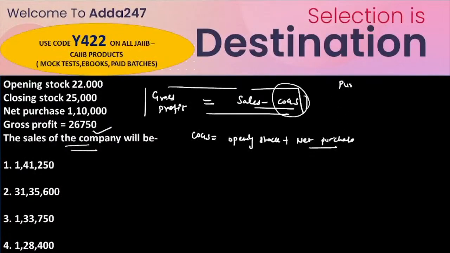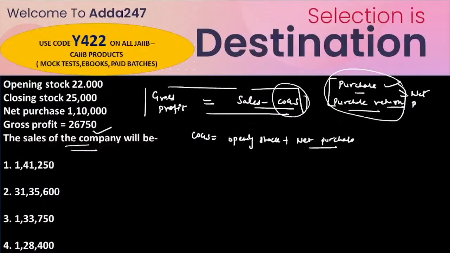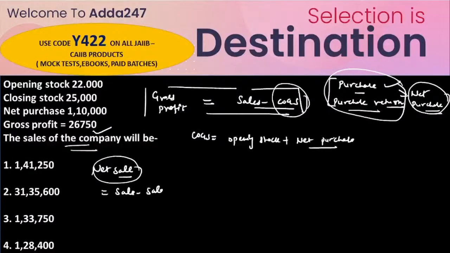Suppose in the question purchases are given, and the purchase returns are also given. In simple terms, we have to calculate the net purchase, and we can calculate it by subtracting the purchase return from the purchase. That's how we calculate net purchase. Same way, if you get the term net sale in the exam, net sale would be equal to sales minus sales return. So you do not need to worry about lengthy terms in the exam. You only have to focus on the concept I taught you.